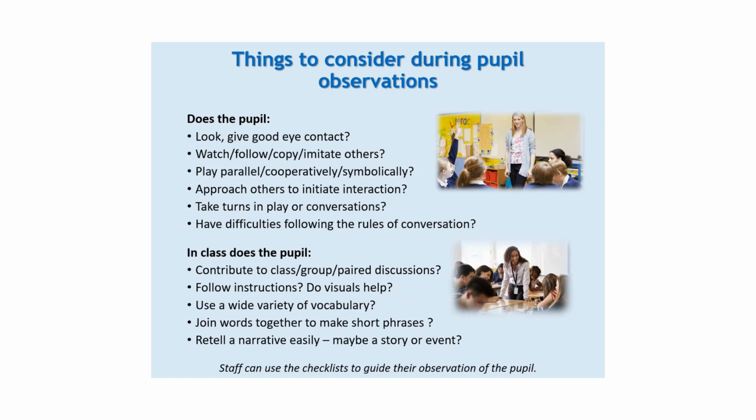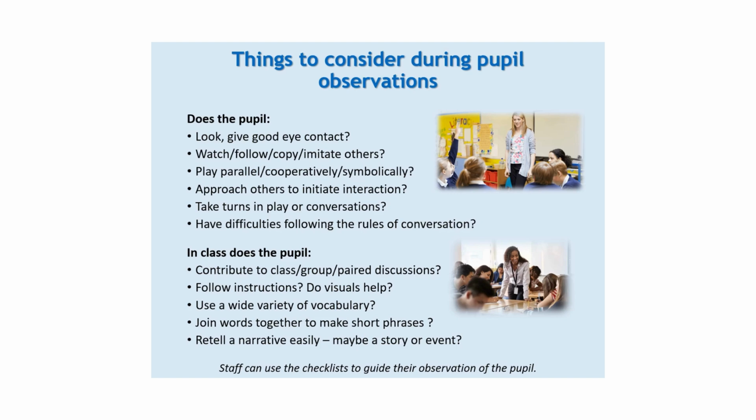Things to consider during pupil observations. Does the pupil look and give good eye contact? Watch, follow, copy, and imitate others. Play parallel, cooperatively, and symbolically. Approach others to initiate interaction. Take turns in play or conversations. Have difficulties following the rules of conversation.